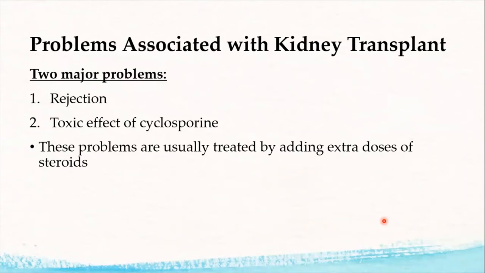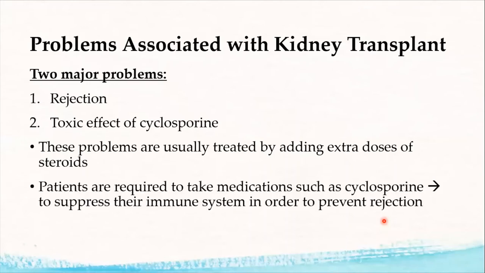But this has to be taken, otherwise tissue rejection or organ rejection might be experienced by your body. So the patients are required to bear the second one, the toxic effect of cyclosporine, because cyclosporines are the medicines that are used to suppress the immune system in order to prevent rejection of an organ.